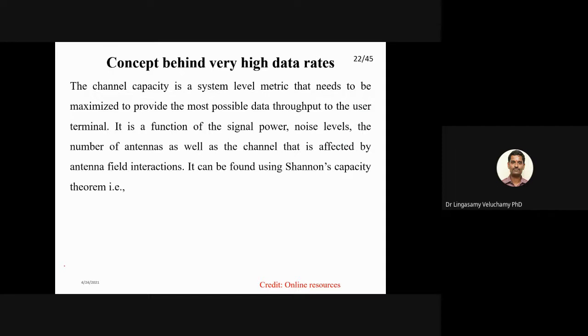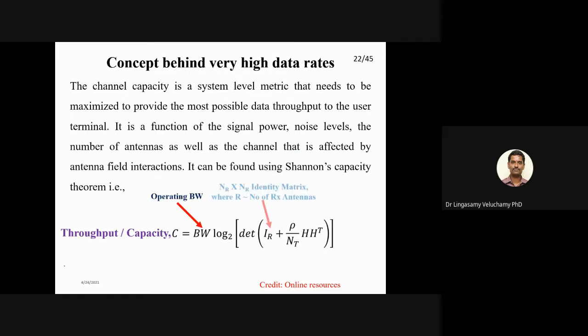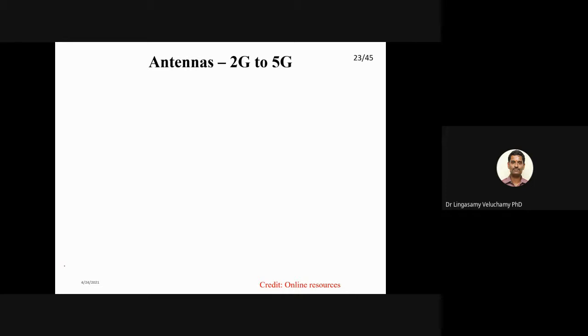Next is the concept behind high data rates. We always discussed several parameters. Now we discuss the fundamental parameters stated by Shannon's capacity theorem. It says capacity depends on operating bandwidth, number of TX antennas, SNR, and channel matrix. So these are all the parameters that dictate the higher data rates. So far so good. Now we see how antennas have evolved based on applications.